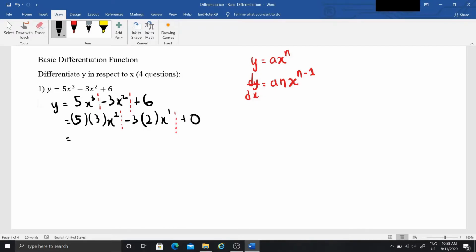Now simplify the equation, we will get 15x squared minus 6x. Remember, this is the differential of y with respect to x. And this is the answer for the first question.